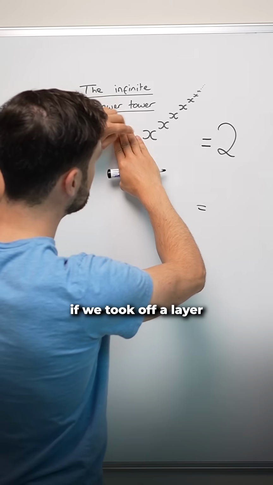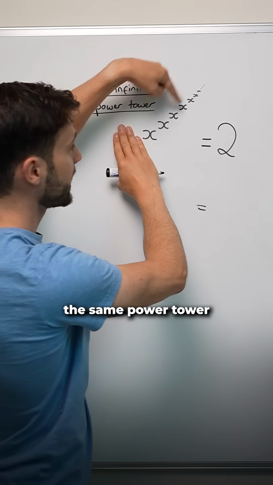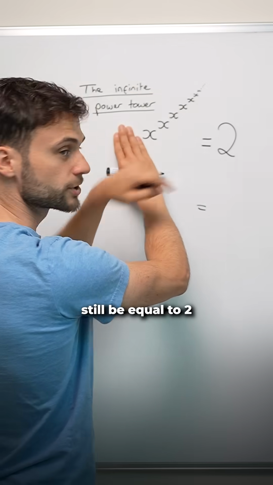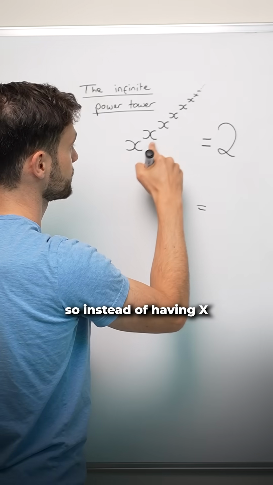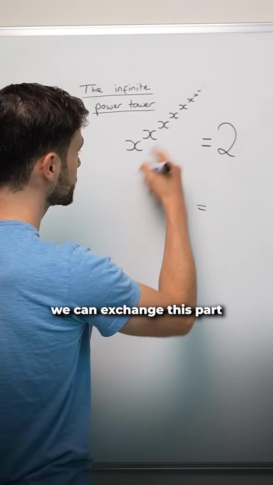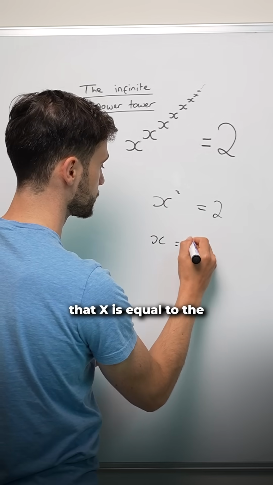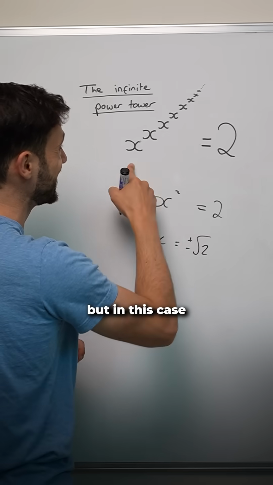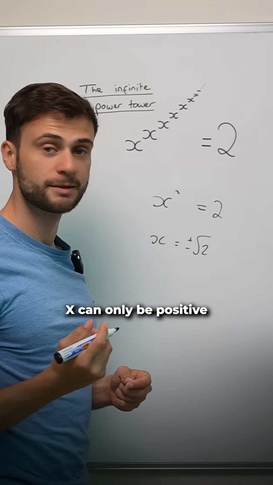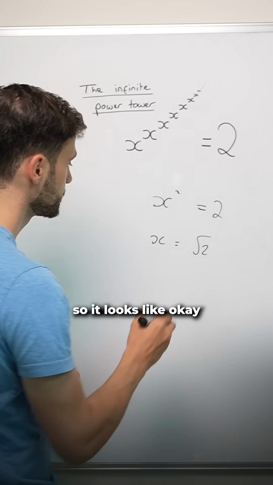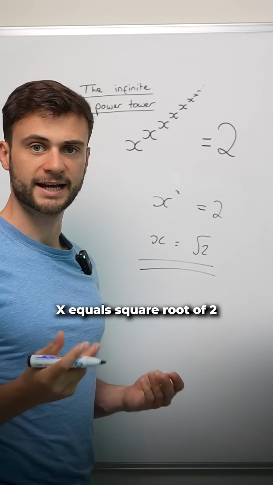Now, of course, if we took off a layer, we've still got the same power tower. So that means this part must also still be equal to 2. So instead of having x to the power of x on forever, we can exchange this part for x squared. So that means that x is equal to plus or minus the square root of 2. But in this case, x can only be positive, so we only need the positive value for this square root. So it looks like, okay, our answer is x equals square root of 2.